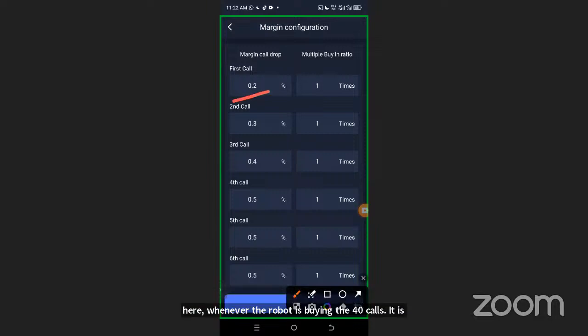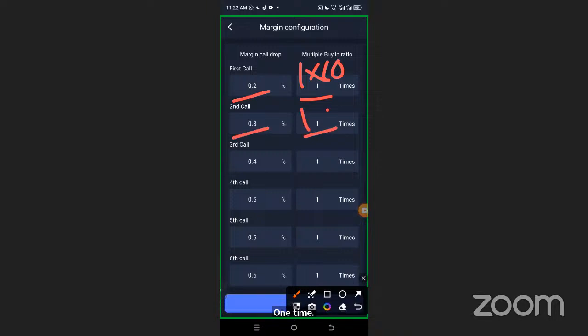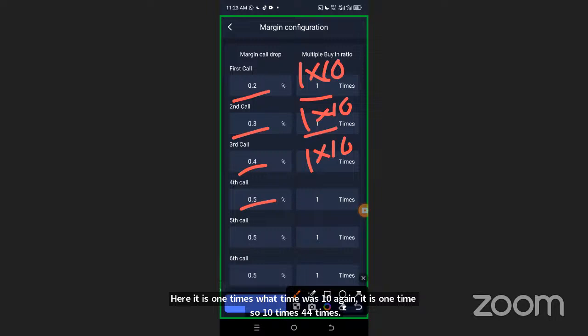If the market drops by 0.2, this is one time, which is 1 times 10. Again here, it is 1 times 10. So 10 times 44 times, which is 440.